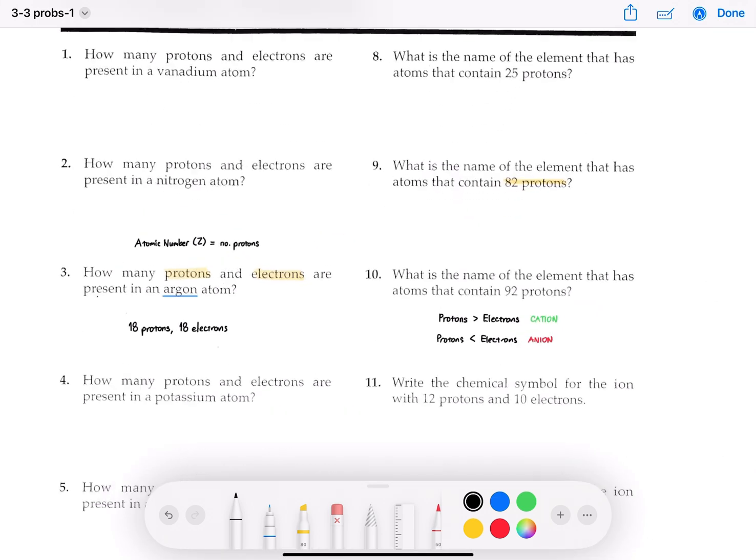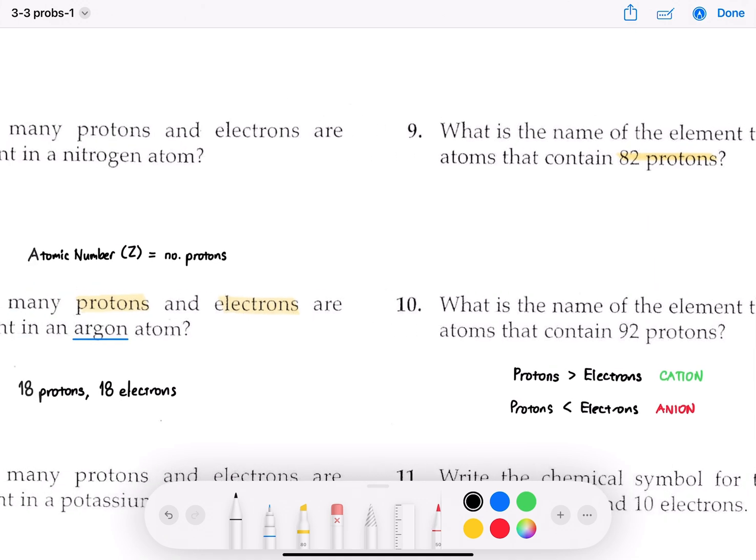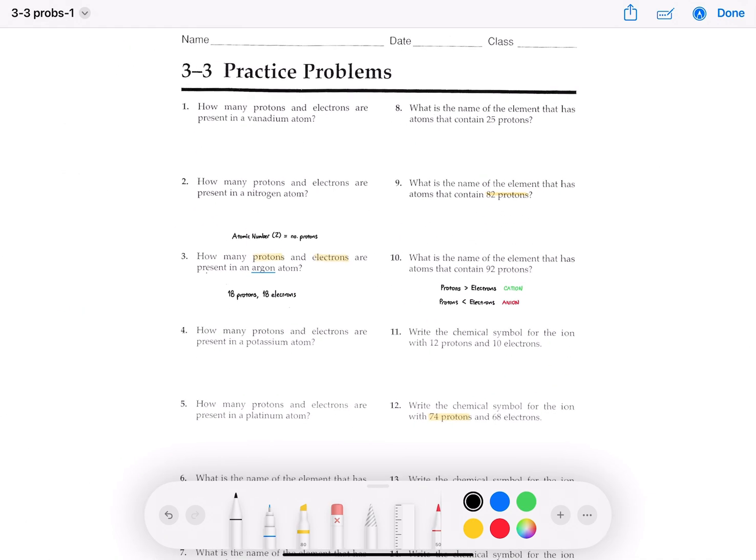The second type of problem is this. What is the name of the element that has an atom that contains 82 protons? Similar to the previous one, we need to find which box has 82 on the upper left corner, and then we look at the name of that element. So that's the second type of problem.